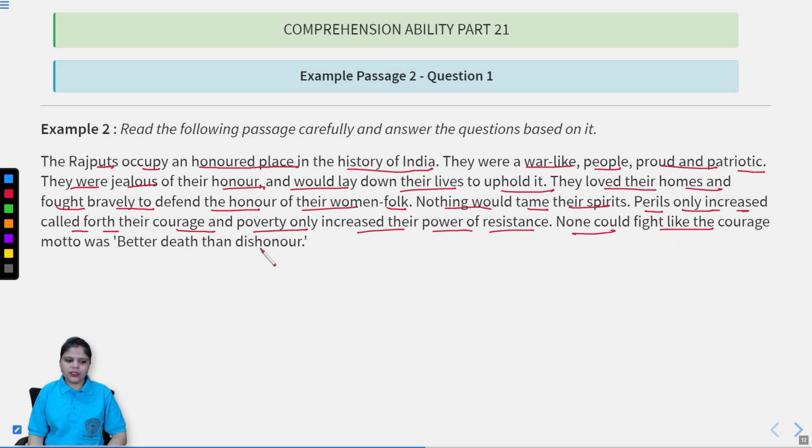None could fight like the courage. Their motto was: better death than dishonor. It means it is better to die than to be dishonored. So they can die, but they cannot bend their heads in front of anyone, even though their heads will be cut off.